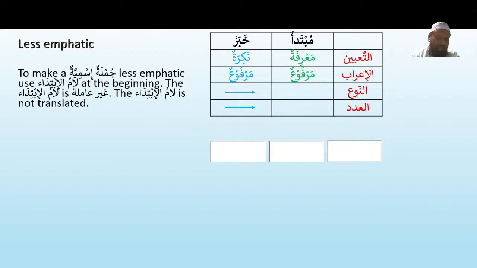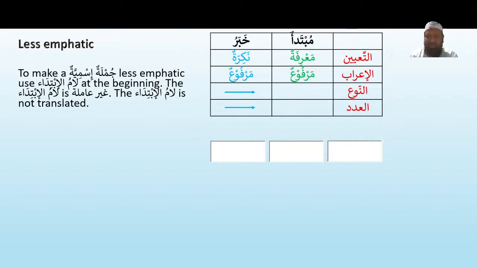So when we see Quran translation and we see the lamul ibtida, ibtida means comes at the beginning. It gives a little bit of emphatic. But when we read, because we're learning Arabic grammar, next time we see this lam, we will know there's a little bit of emphatic there. Yeah? But it is not translated. It does not do anything to the sentence. It brings no changes to the mubtada or to the khabar. It doesn't change even the name. The name remains the same.